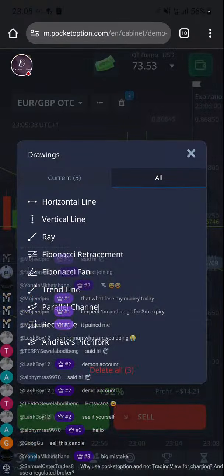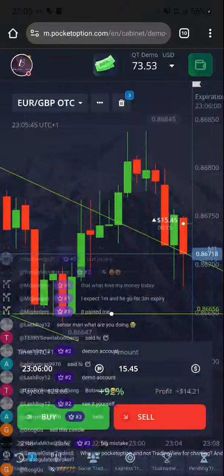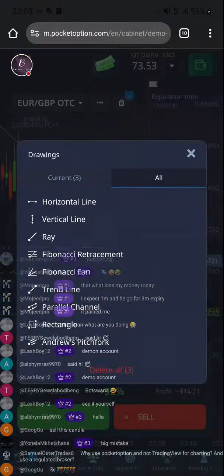Why use Pocket Option, not TradingView? Yeah, Pocket Option. I like their interface here. You understand? So that's why I'm using it.